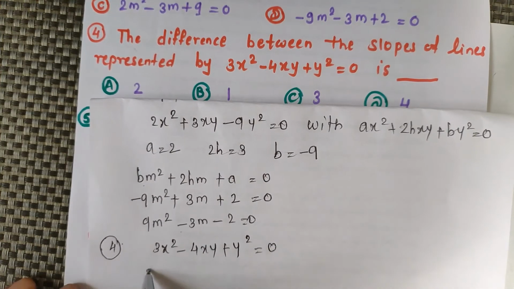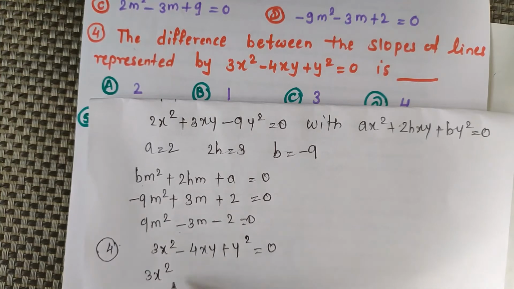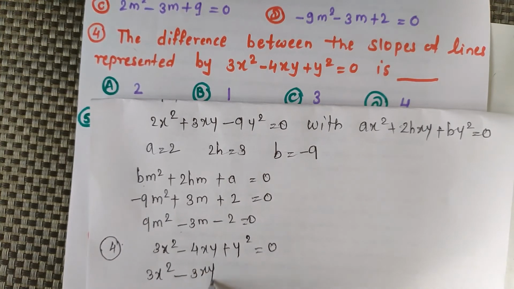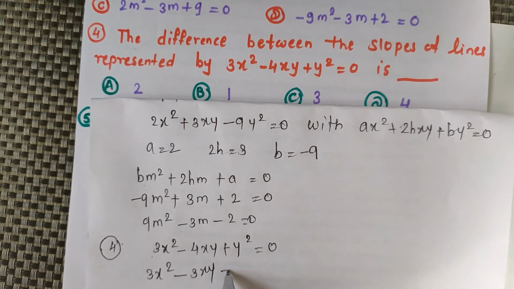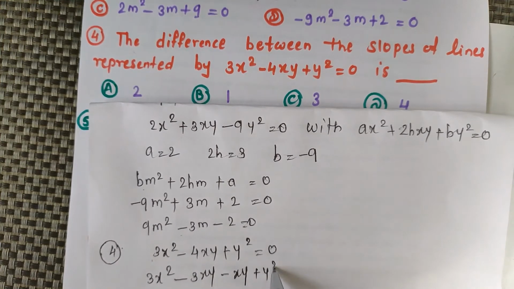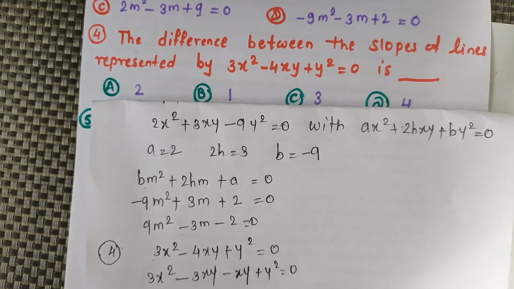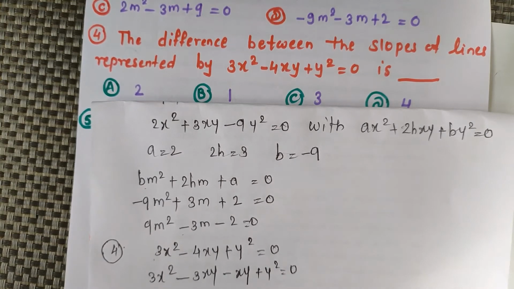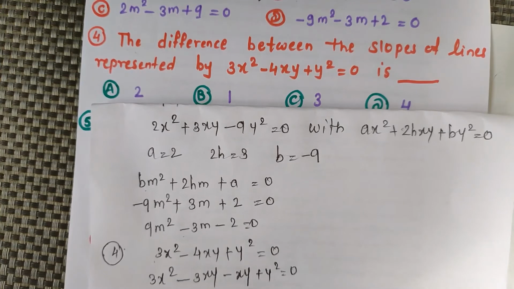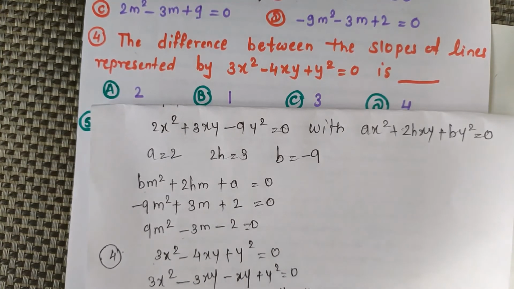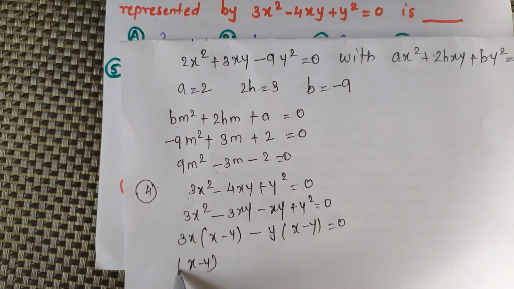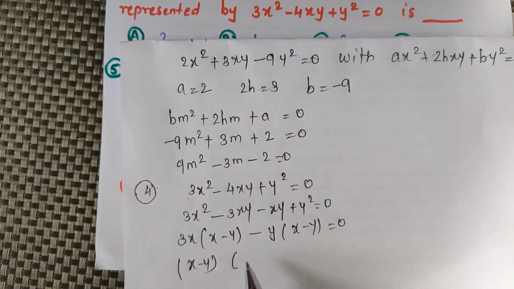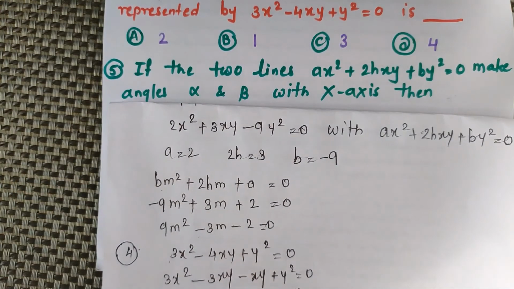By factorization we get 3x square minus 3xy, factors of 3 into 1, 3 is 3xy minus 3xy and minus xy plus y square is equal to 0. Then taking 3x as common, x minus y, minus y into x minus y is equal to 0. So the first factor is x minus y, the common factor, and the second factor is 3x minus y is equal to 0.